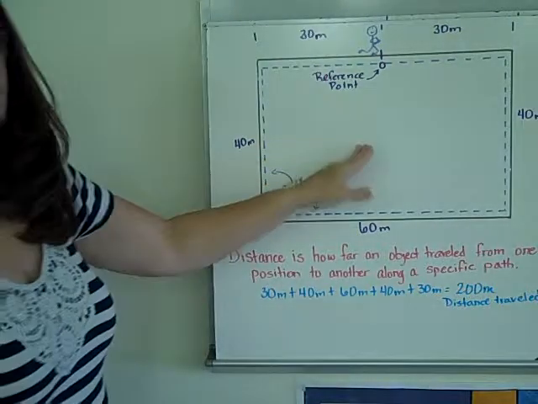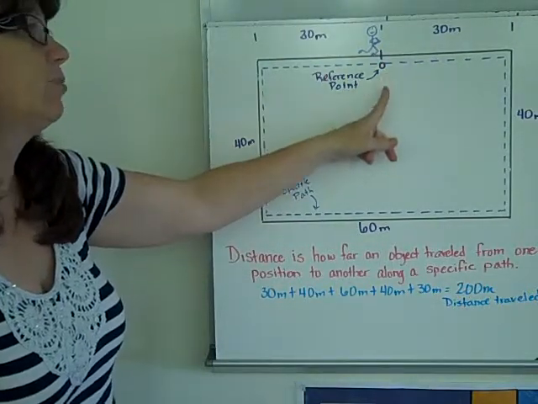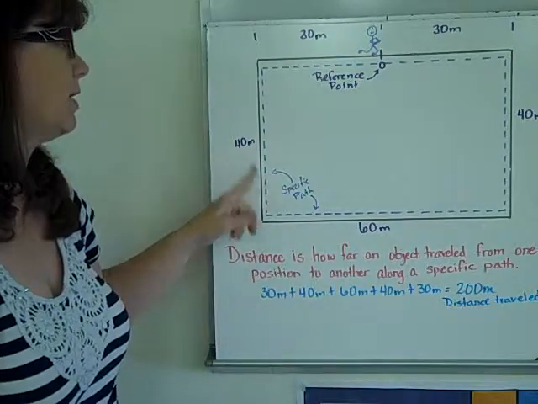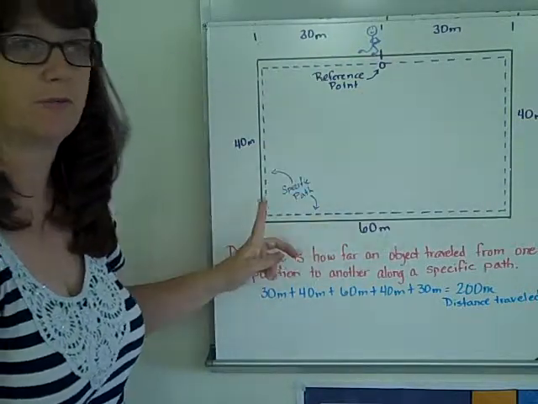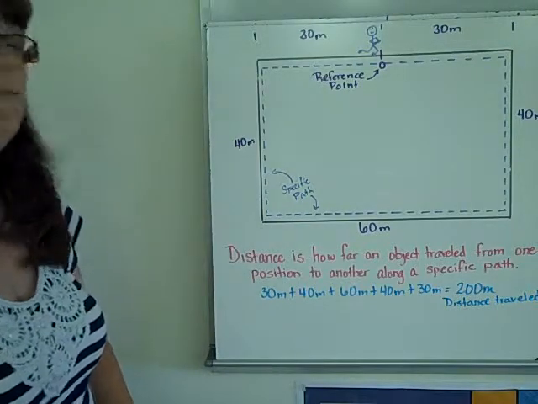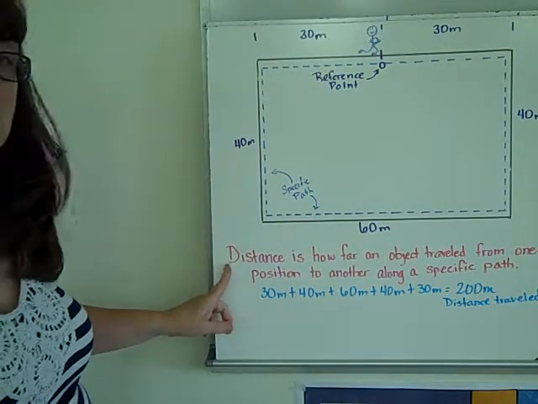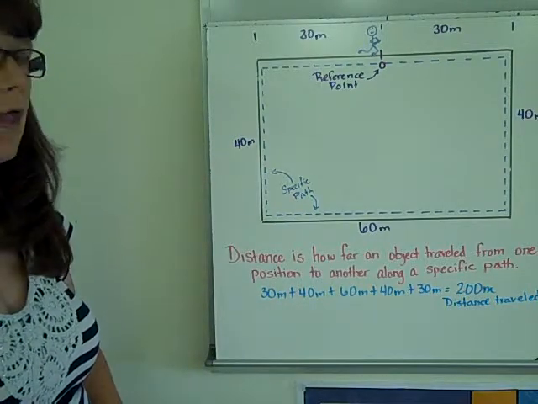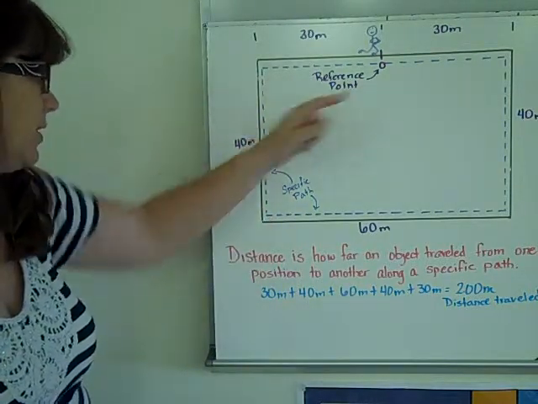So we have our same picture: our individual, our reference point of 0. We have our same dimensions for our block, and we have the specific path that the individual has taken. Remember that we talked about distance, and that distance is how far an object traveled from one position to another along our specific path. Okay?